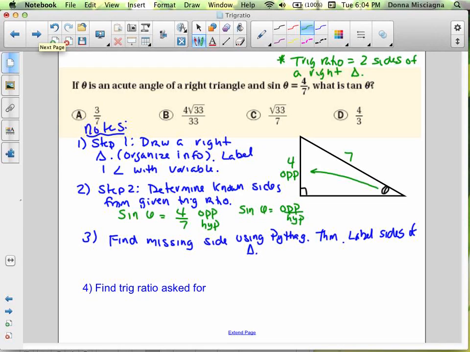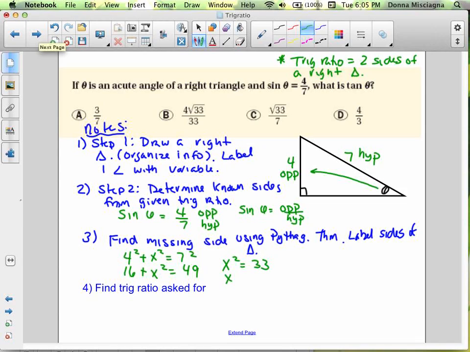We have a missing side. We're just going to use the Pythagorean theorem to find our missing side. And I'll label our triangle here because we know 4 is the opposite and 7 is the hypotenuse because we're given the sine ratio. So to find our missing side, we're missing a leg. So 4 squared plus x squared equals 7 squared. 4 squared is 16. 7 squared is 49. We'll subtract 16 from both sides. X squared is equal to, if we subtract 16, that would be 33.